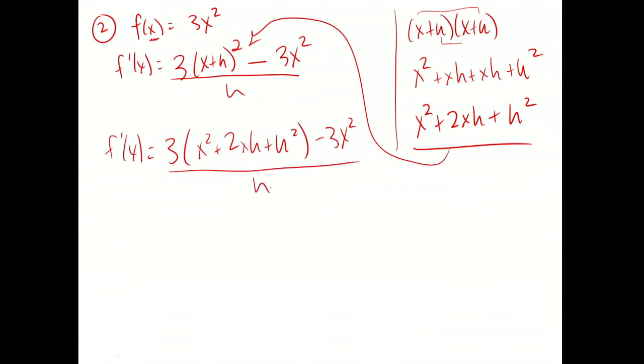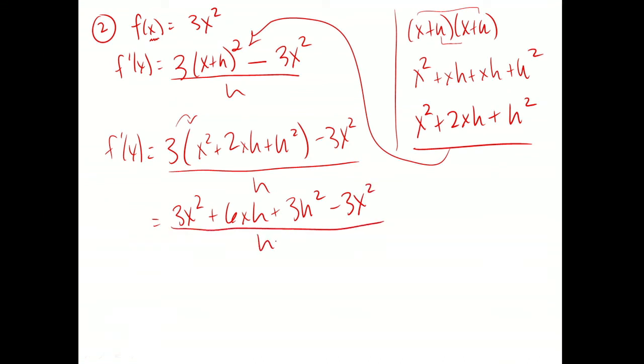Again, I have a 3 in front there, so that is hopefully begging for this to just be distributed. So let me distribute the 3 to each of these guys on the inside. I'd get 3x squared and 6xh and 3h squared. So that's distributing the 3 to each of those guys in the parentheses. And then I still have this minus 3x squared that's been there the whole time, and I still have this h that's been there the whole time.